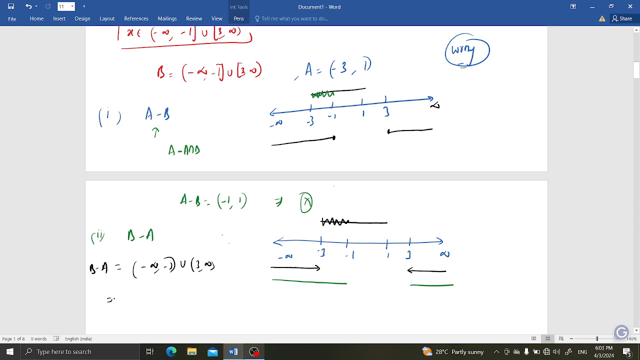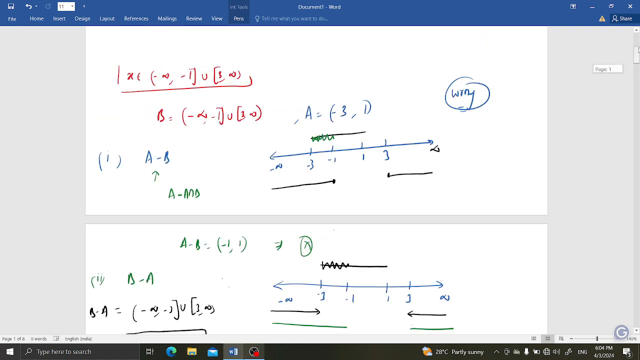B minus A. It means that R minus closed minus 3 to 3. Okay. Wait, one more thing. Minus into minus 1. Okay. And we need to remove open minus 3. It means 3 we need to include here. Minus 3 we need to include here. And here we have open 1. Here we have 3. It means 3 we need to include here. It means R minus open minus 3 to 3. This is your set actually.